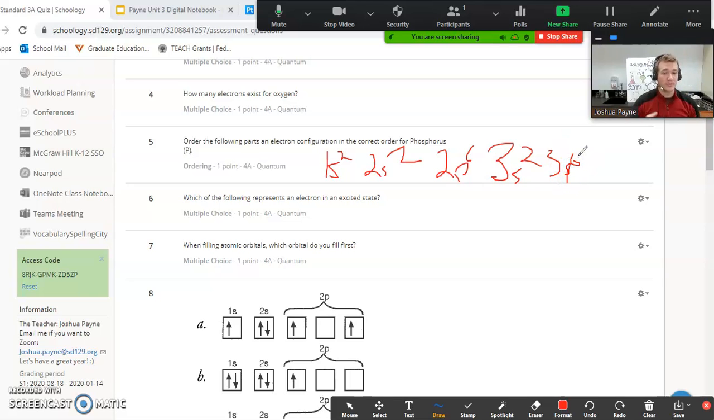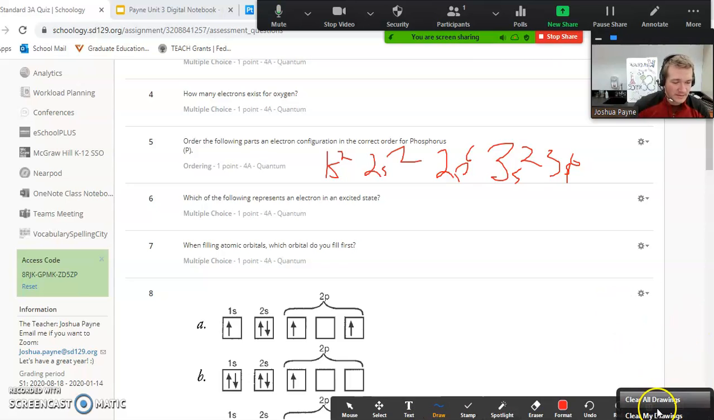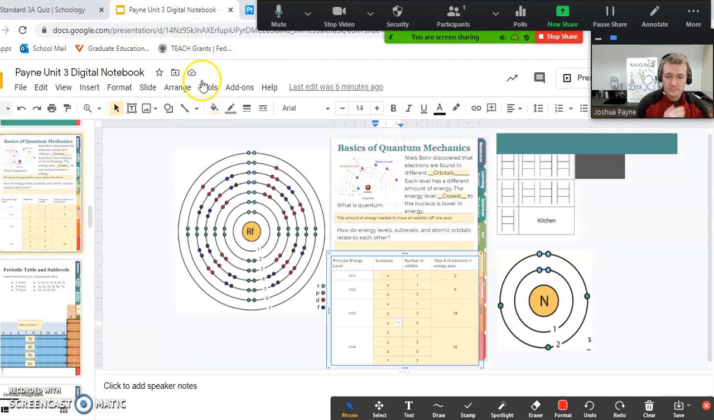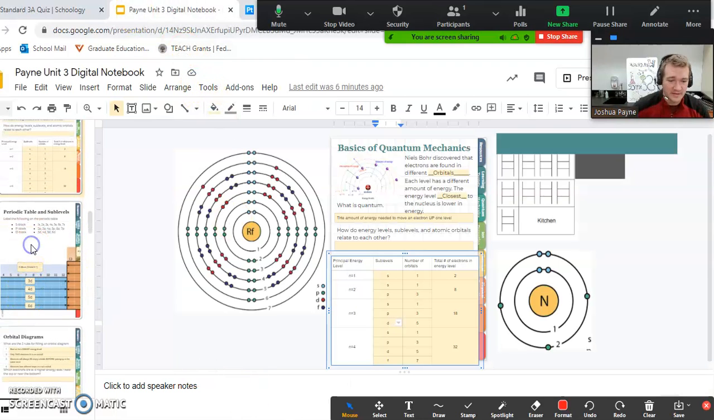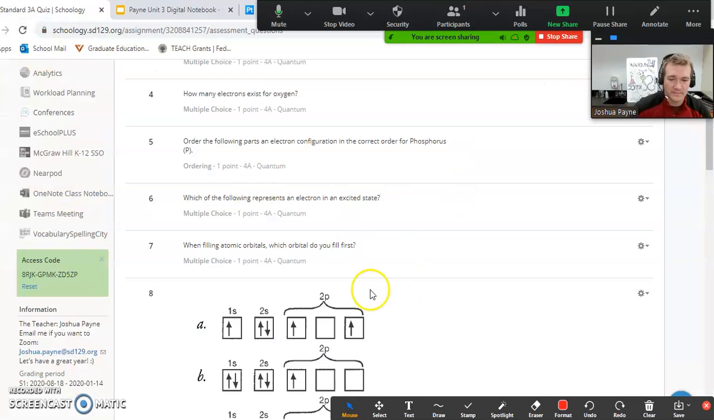All right? So just remember, we read the periodic table left to right. And if you want help with that, actually come check out your digital notebook. You will see this will help you out a lot. This table right here, right? We have our 1s, we have our 2s, 2p, 3s, 3p, 4s, 3d, 4p. This gives you the exact order if you read it left to right. So I start here, then I move left to right, and that gives you your exact order.